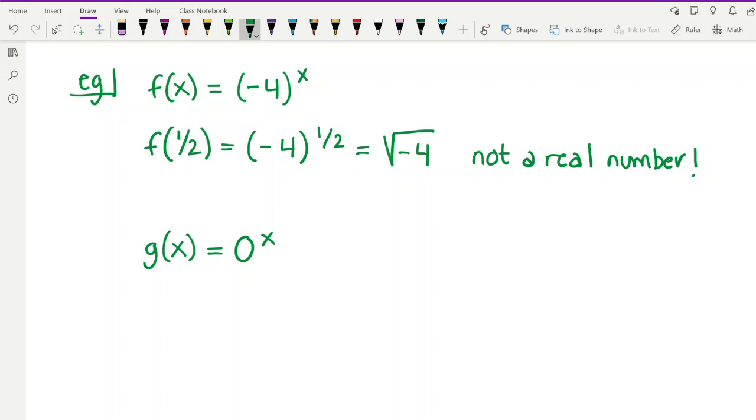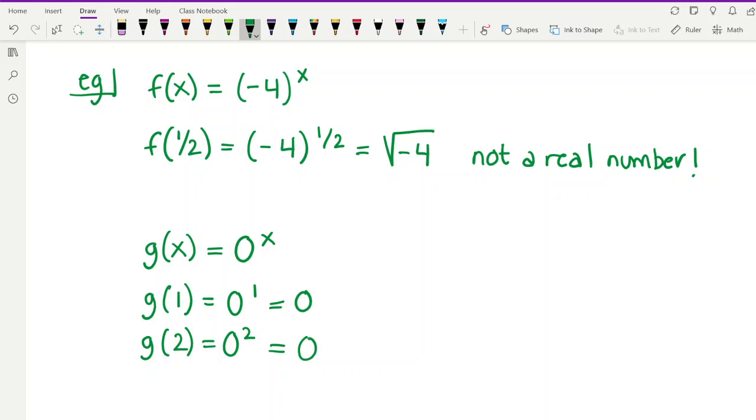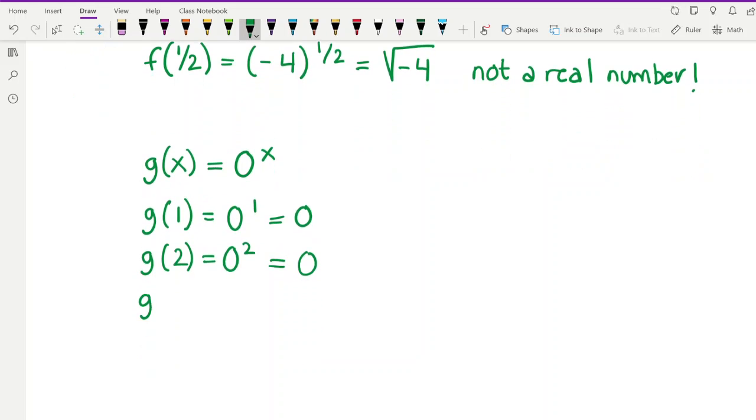Well, what happens when we plug different numbers into this? What happens if we plug in 1, for example? So what is g of 1? That would be 0 to the 1. What does 0 to the 1 mean? That means you're multiplying 0 with itself one time, so the answer would just be 0. What happens if we plug in 2? Then we would have 0 squared. What is 0 squared? 0 squared is 0. What would happen if we plug in 3? We'd have 0 cubed, which is 0.